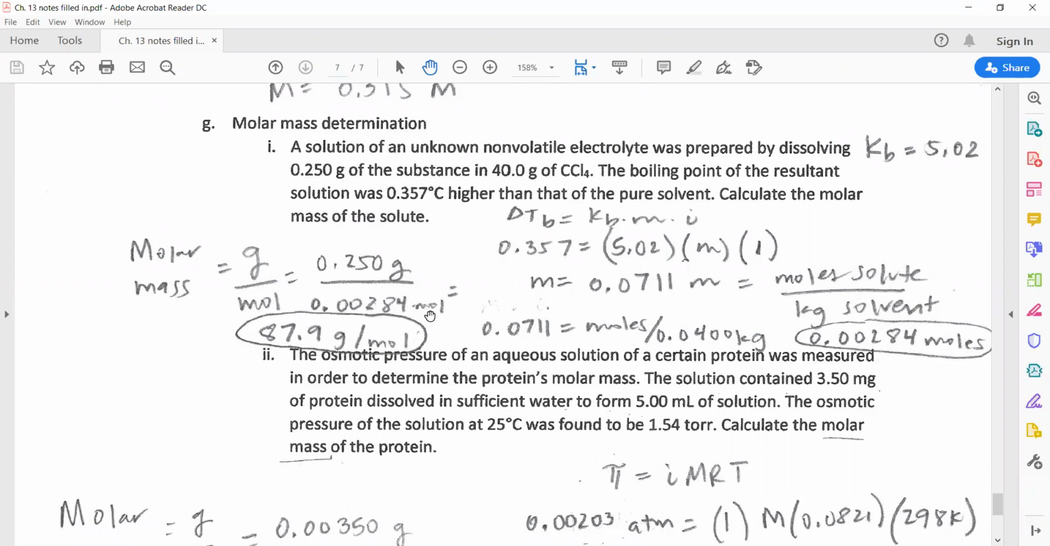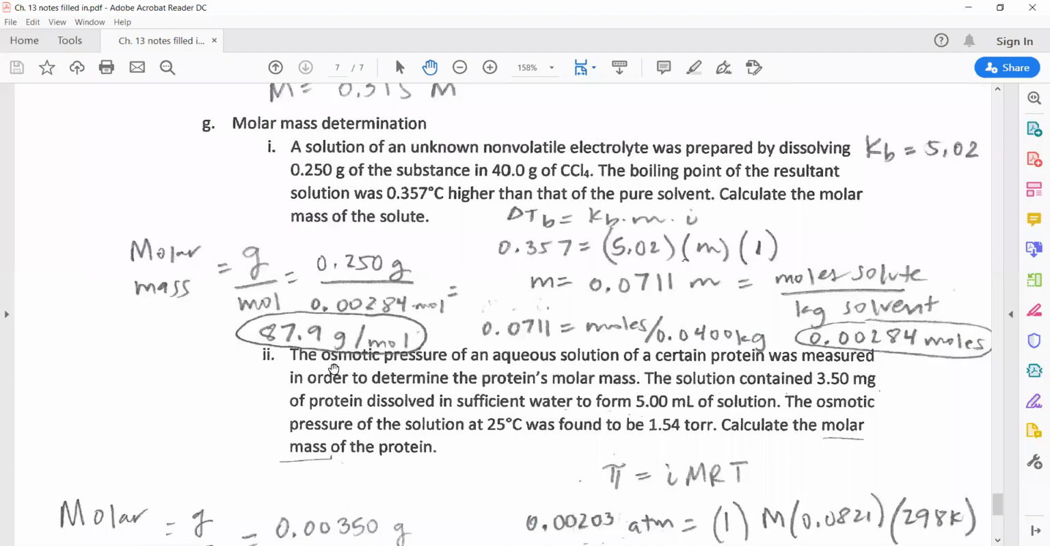So then what I'm going to do is try to find the amount of moles that are in the solution. Here we've got molality that we can find using this equation. What it tells me is that the change in boiling point was 0.357. That'll be my delta T. My Kb is the 5.02. That would have had to be given. That's a constant. I'm going to look for molality, and my i is 1 once again because this should have said non-electrolyte.